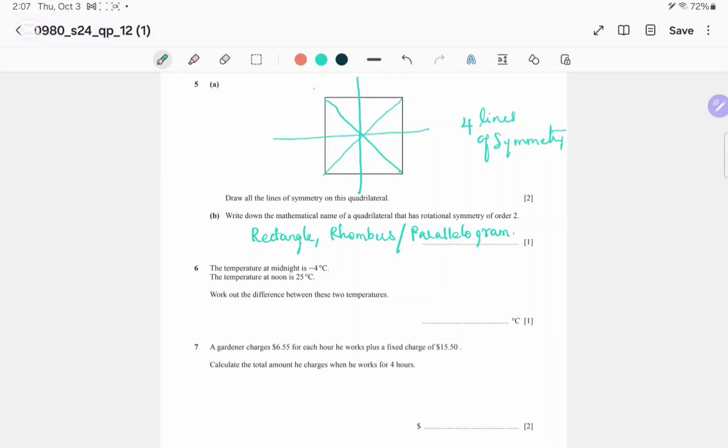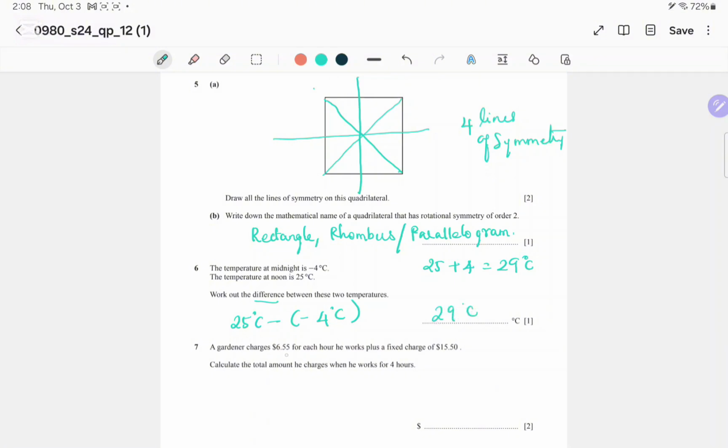So the sixth question. The temperature at midnight is -4. The temperature at noon is 25. Work out the difference between these two temperatures. Difference means we have to subtract. So how will you calculate? 25, the higher temperature, minus -4 degrees centigrade. Minus of minus becomes plus. So 25 plus 4 is equal to 29 degrees centigrade. So the answer is 29 degrees centigrade.